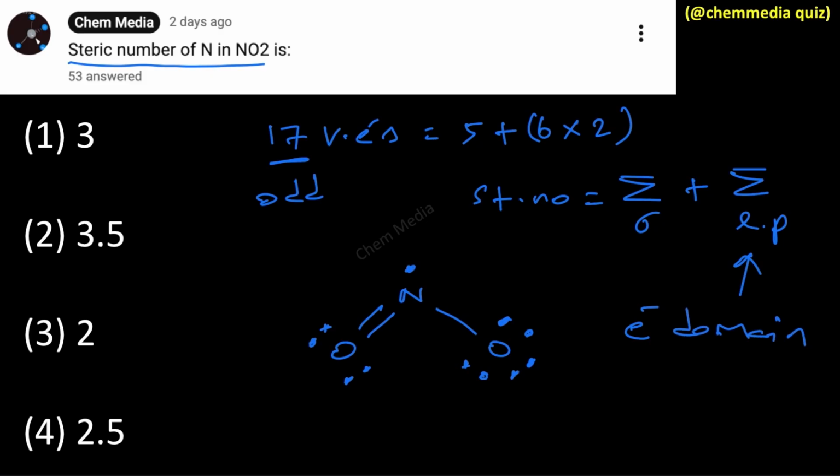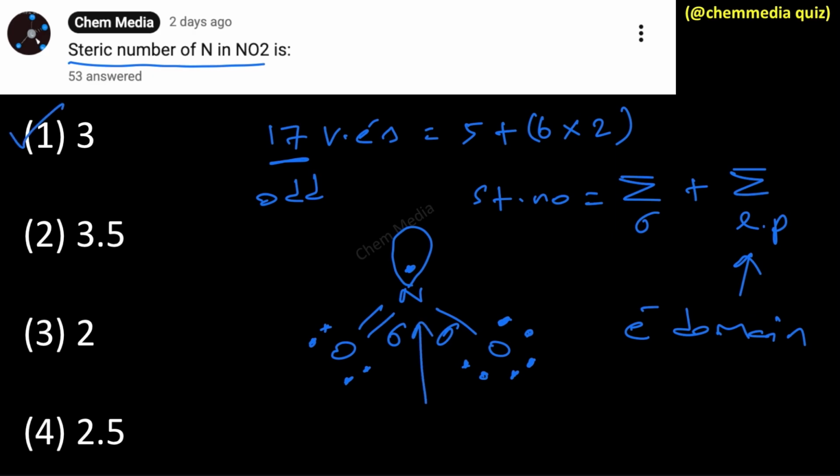We have 3 different electron domains, isn't it? We have a sigma bond here. There is another sigma bond, and then the third electron domain is the single electron that we have on top of nitrogen. Therefore, 3 is the correct answer.